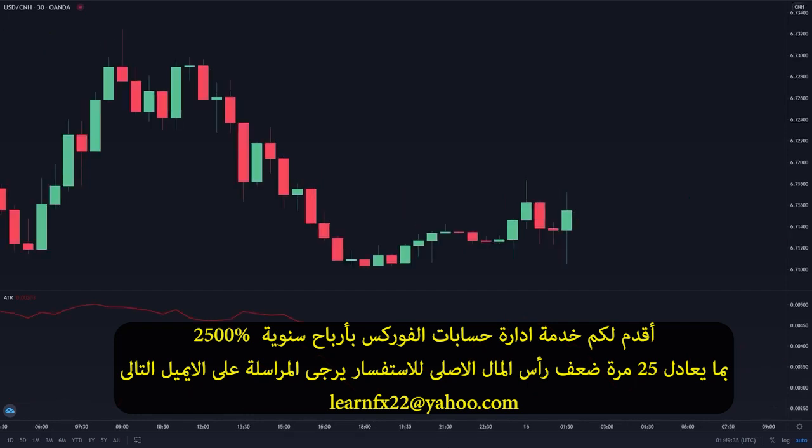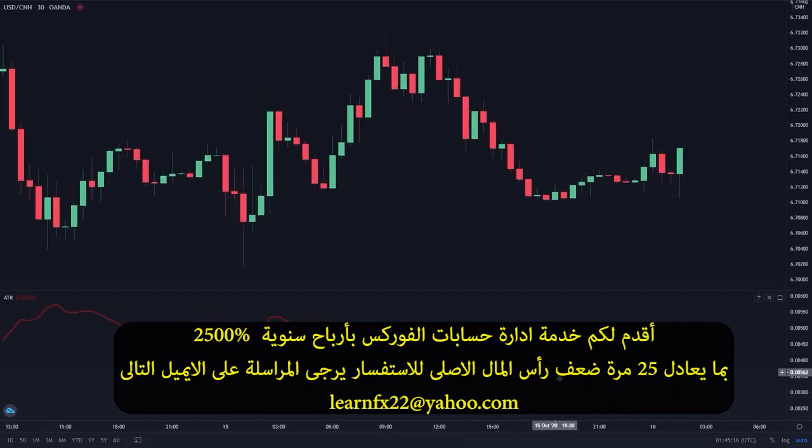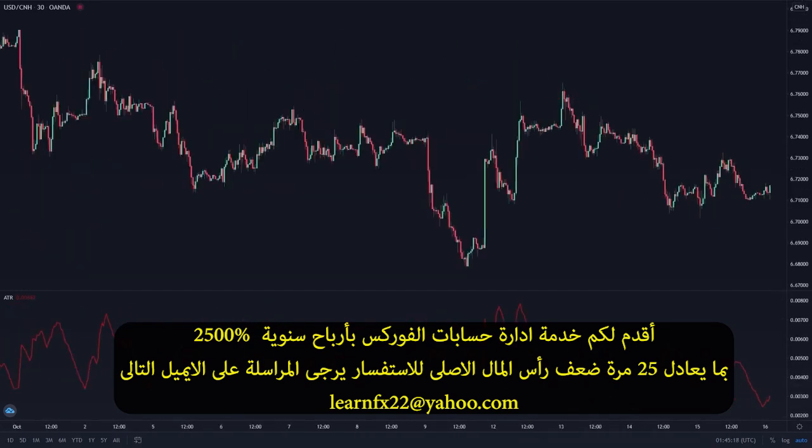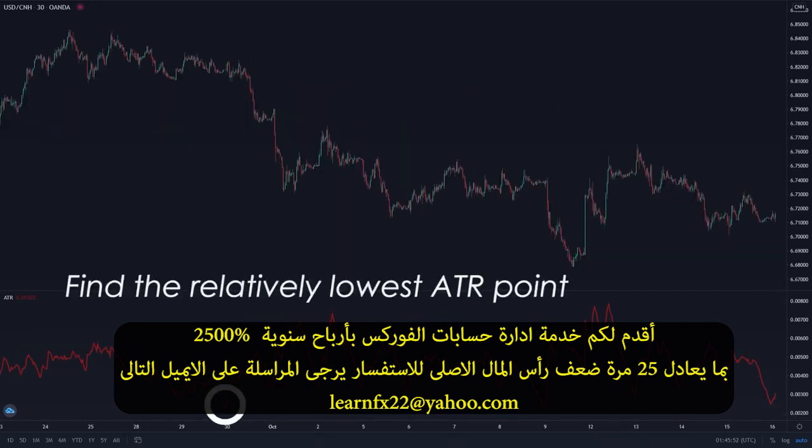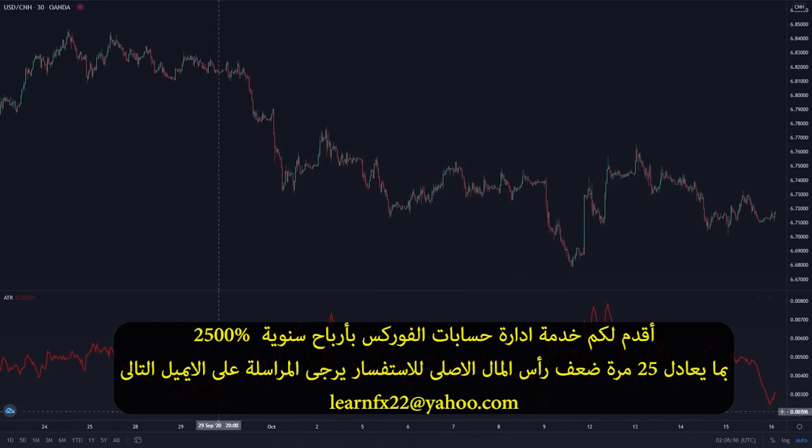So here's what you need to do. First, you pick a time frame. In this case, I'm using the 30-minute chart. And next, what you need to do is zoom out of the chart a little bit. You can see that the ATR is constantly switching from lows to highs. So now, what you want to do is find the relatively lowest point. It doesn't have to be the exact low, just pick one that is low enough. So now, you point at it using your mouse to reveal the ATR value.